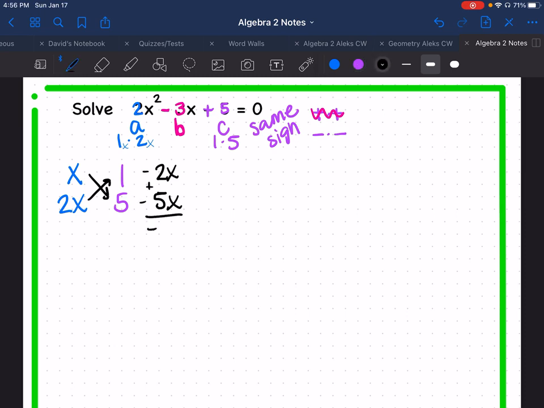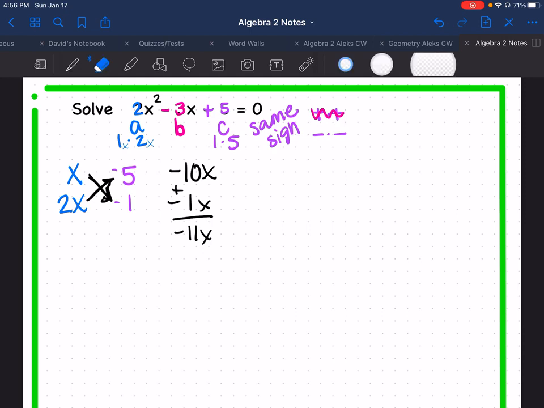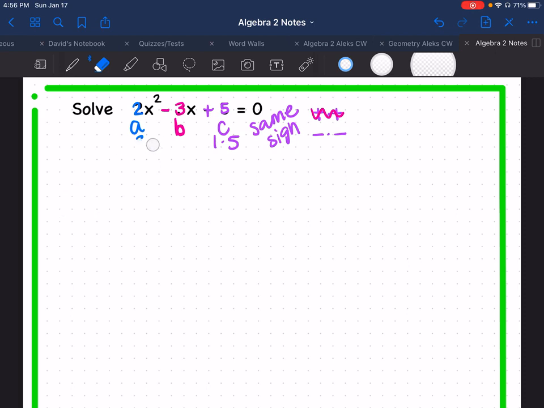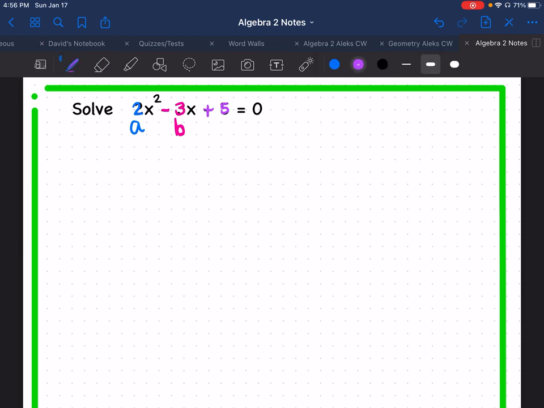I add them together, I get -7, but I want -3. So let's switch them. Maybe if I switch them, it will work, because remember we said that was what we could do. But remember, they both have to be negative. So I get -10x when I do 2 times -5, and I get -1x, and I add them together, I get -11x. This is just not factorable. So I'm going to erase all this stuff because I can't factor. I just wasted a bunch of time. No, I didn't. Not really.